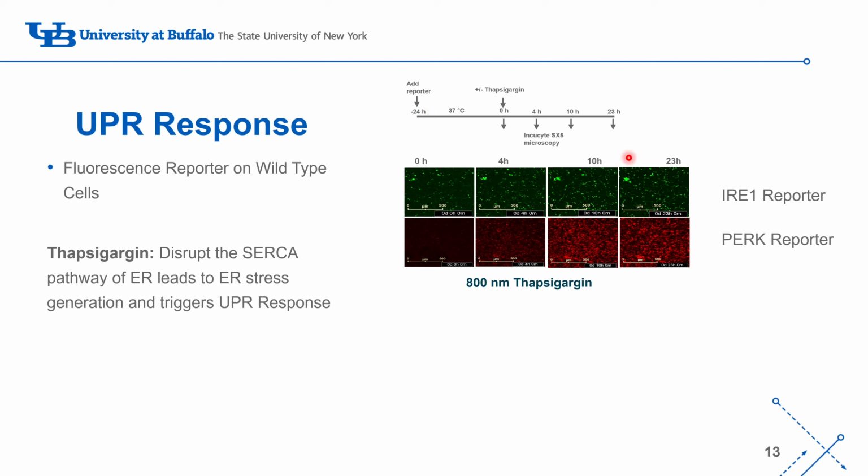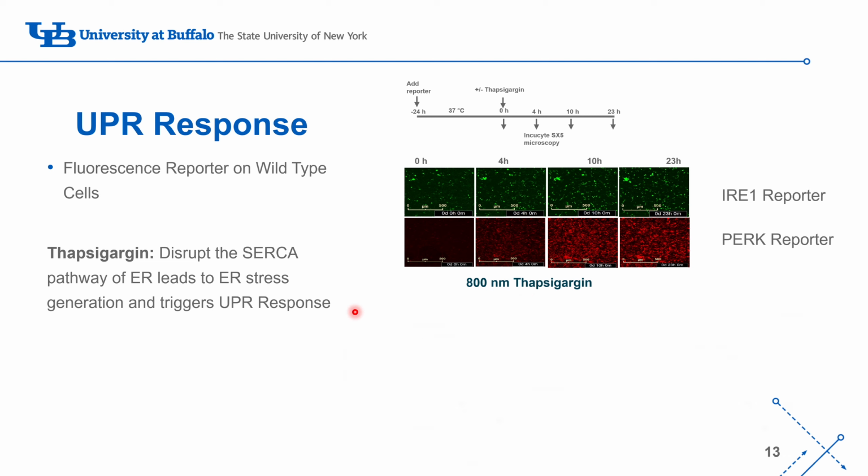It's a 2-day experiment. On the first day, we have added this lentivirus that contains this reporter, and on the second day, just before the fluorescence measurement, we have added the thapsigargin to generate the ER stress. And in these fluorescence images, we can see that signals for the PERK reporter are bright, compared to the signals for this IRE1 reporter. And these images are for this 800 nanomolar thapsigargin concentration.